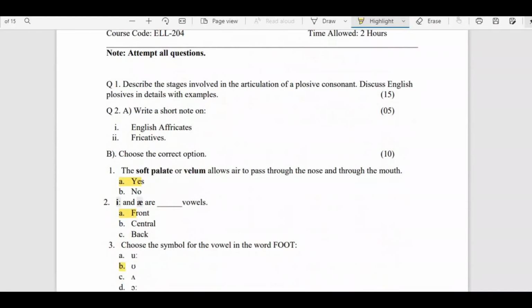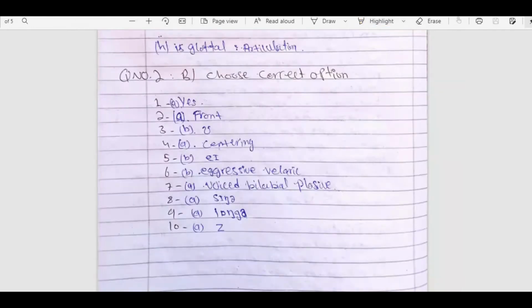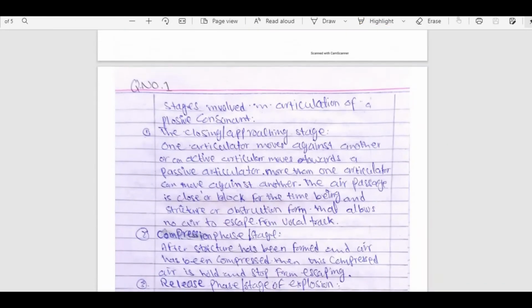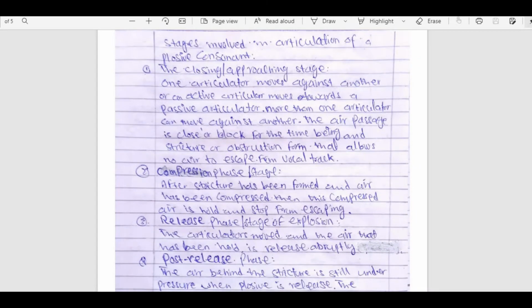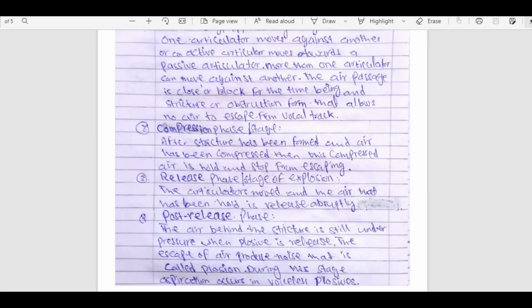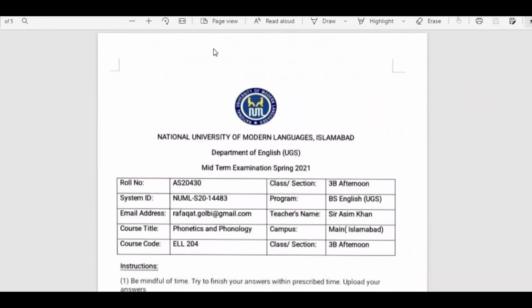Question number 1. Describe the stages involved in the articulation of plosive consonants and discuss English plosives in detail with examples. Alright, never mind my writing, it's bad. Stages in articulation of plosives. There are 6 English plosives. These are also known as English stops. Okay, p, b, t, d, k, g. Alright, and the stages include the closing phase or stage, compression phase, release phase, and post-release phase. So these are the phases of articulation of plosives.